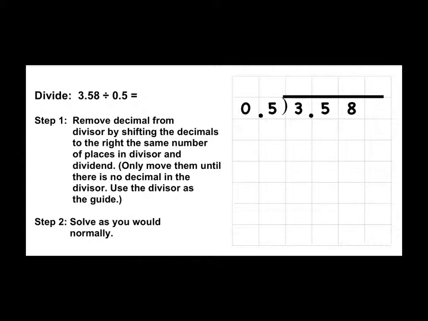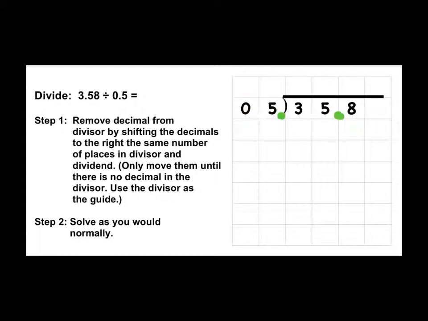So what we're going to do is remove the decimal from the divisor by shifting the decimals to the right, the same number of places in the divisor and dividend. I have a decimal point right before the 5, and I need to move that one place to the right to get the decimal outside of the divisor. If I move that decimal one place to the right, I now have a whole number, a 5. But in order to do that without affecting the results, I have to move this decimal point over one place to the right.